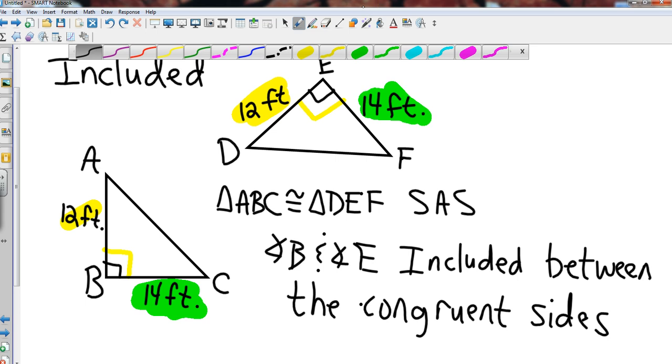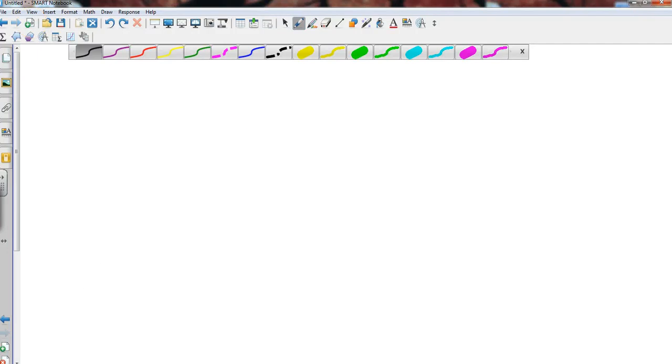Okay? And they have to be included. And I'm going to show you one here in just a second where they're not, and show you why they are not congruent. Okay, pretty simple, right? Side angle side, equal angle, mushed in together, included in together. Okay, let's take a look at these.